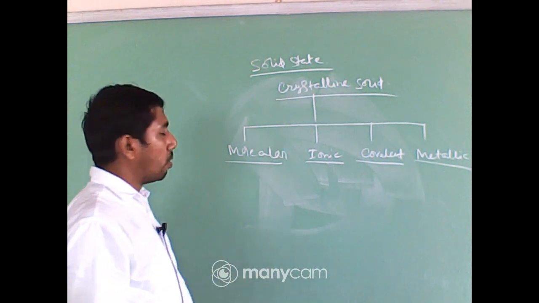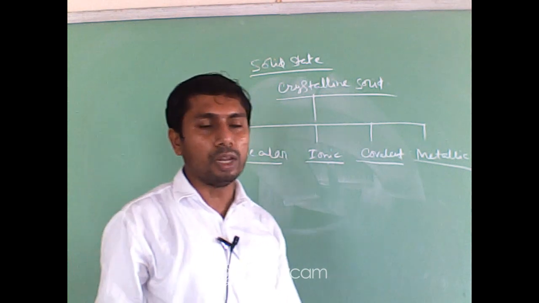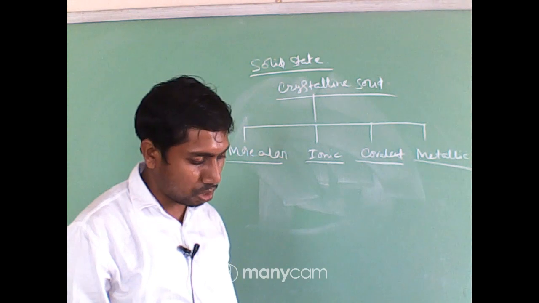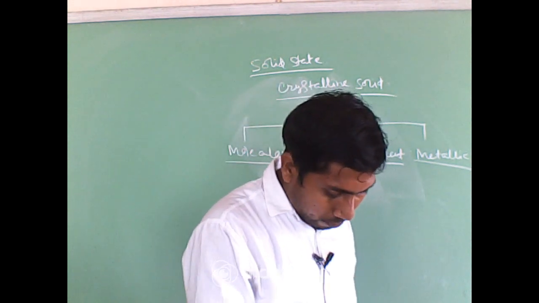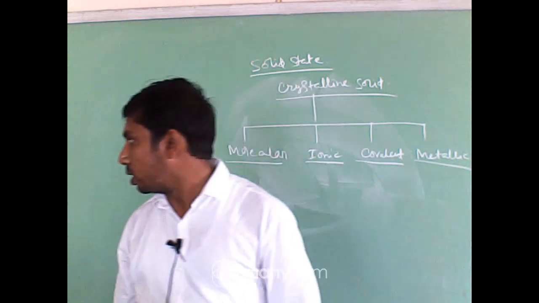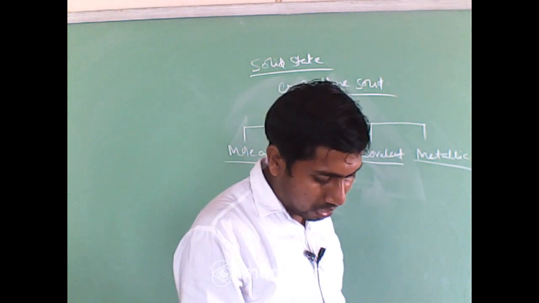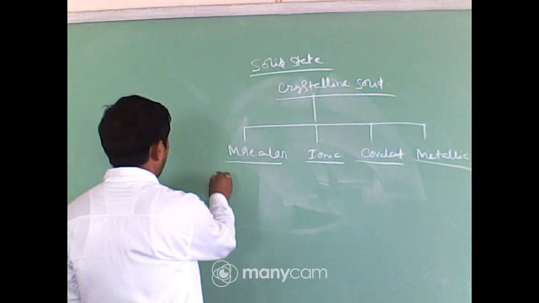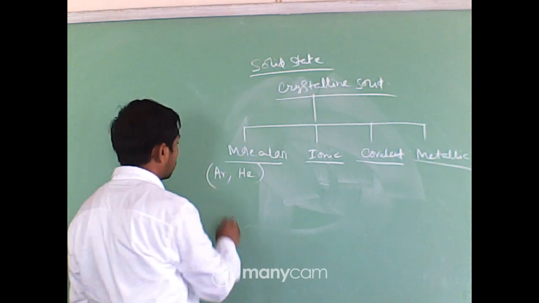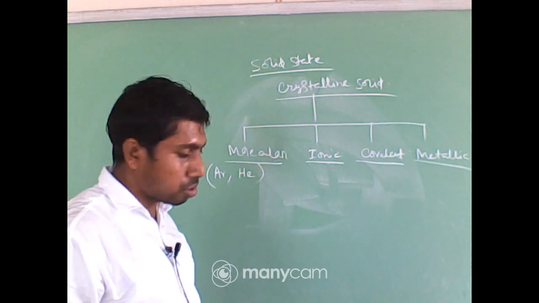Now, look at the molecular solid. From the name, what is a molecule? When a molecule itself forms a solid structure, it is called a molecular solid. So, what are the examples? One example is non-polar molecular solid. The examples are argon, helium. These are molecular solids. Okay. Now, the same characteristics are observed here also.